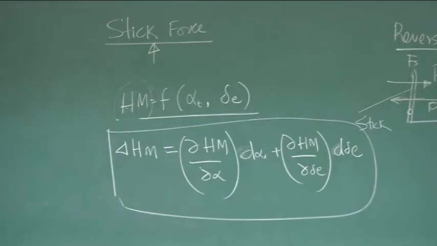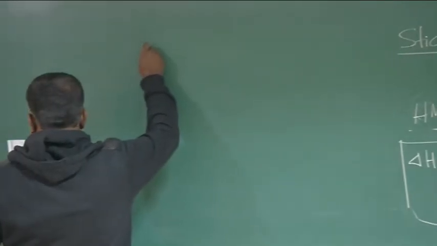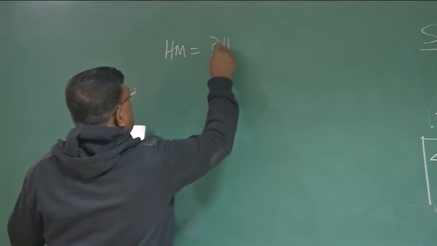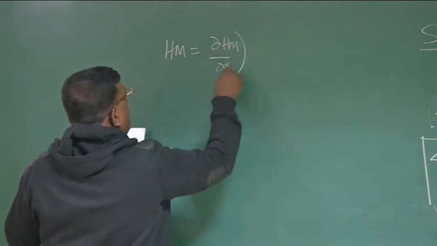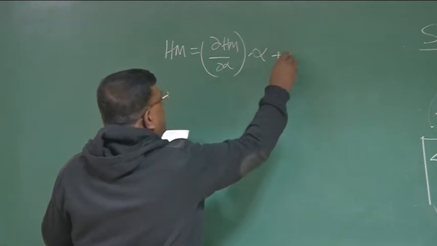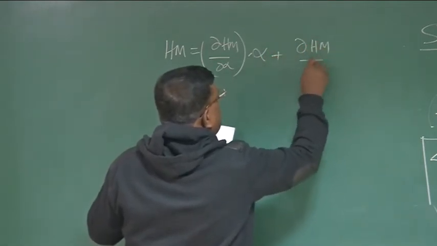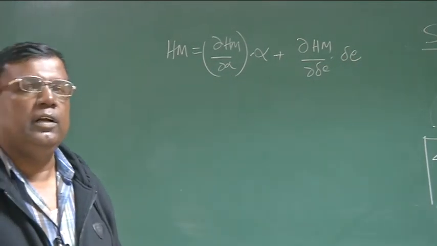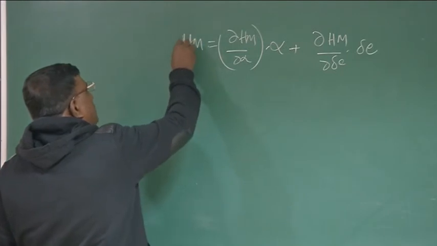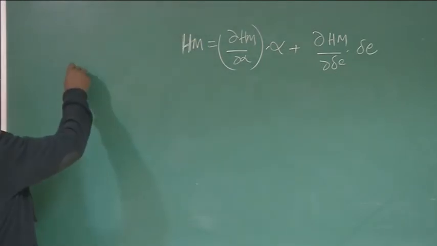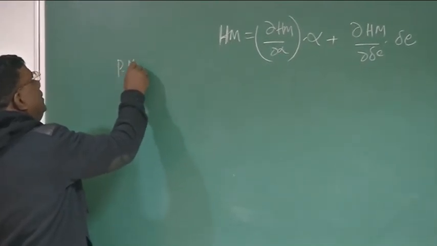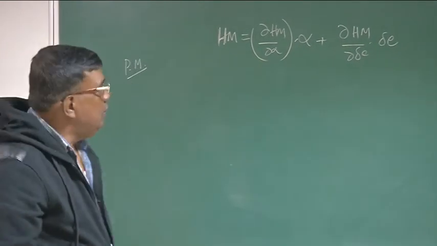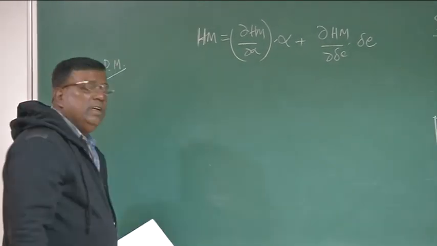And because of linearity, we can write the hinge moment at any alpha as dHm by d alpha into alpha plus dHm by d delta E into delta E. This is also the beauty of the fact that we are all operating in a linear domain. When I write hinge moment here, I will try to take you back. We were also writing pitching moment, right? But we never worked with pitching moment. We worked with a non-dimensional pitching moment, that is Cm. So here also we will be working with non-dimensional hinge moment.